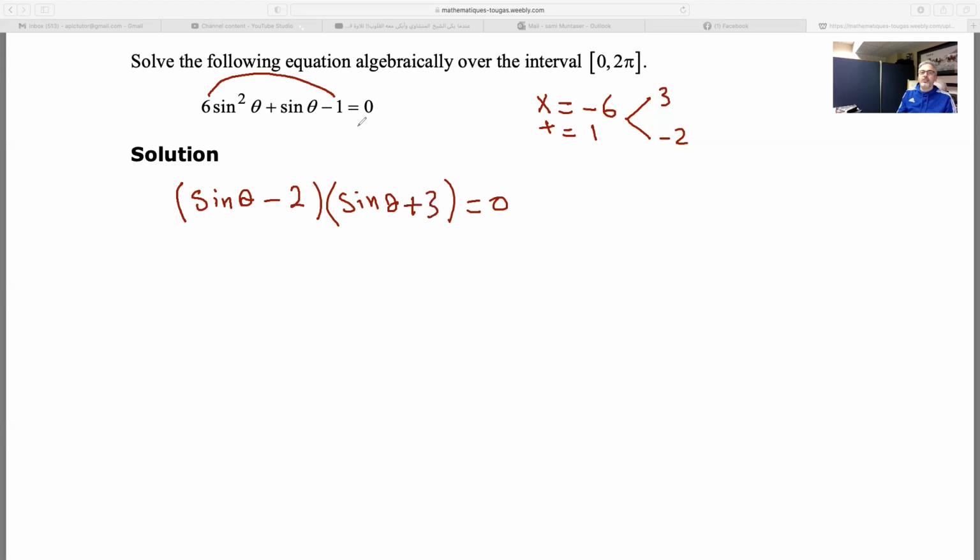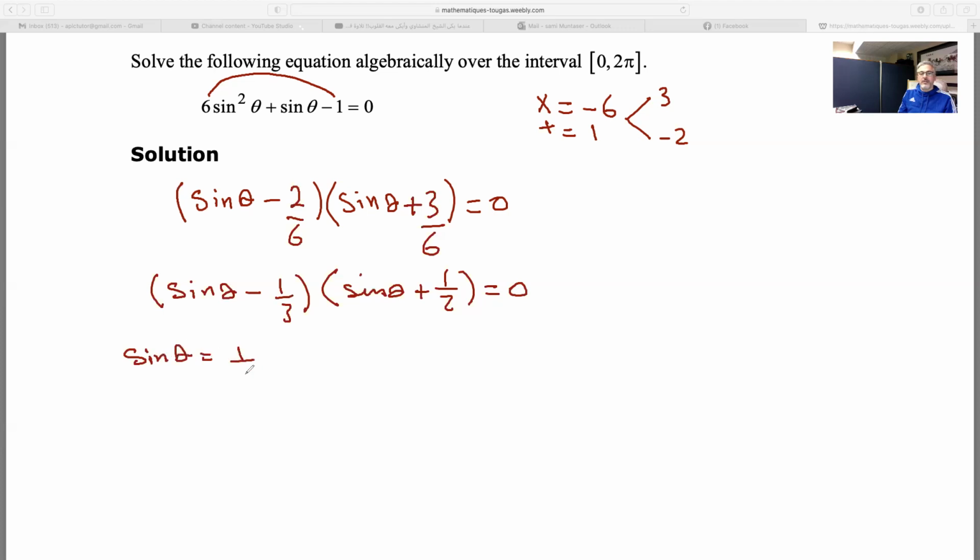For any of you who are not used to my factoring method, because I have a leading coefficient that is 6, I divide this by 6 and I divide this by 6. And therefore I get sine theta minus 1/3 and sine theta plus 1/2 equals 0. Now I can see one of the solutions is sine theta equals 1/3, and the other one is sine theta equals negative 1/2.